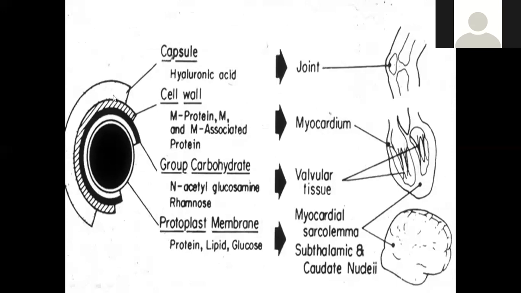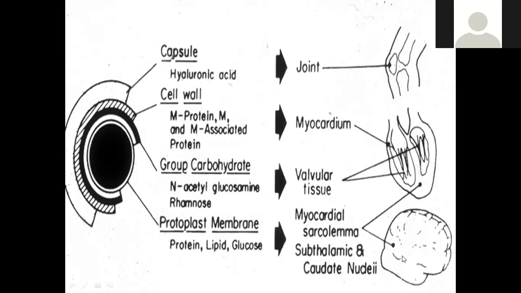This is a hypothetical bacterium that has several layers in its cell wall. So you have got a capsule, you have got hyaluronic acid in the capsule, the cell wall M protein, and then inner cell wall has carbohydrate. All of these layers of the bacterial membranes are cross-reacting with body tissues. So they have got cross-reaction with joint tissue, myocardium. In the myocardium, all 3 layers of the heart, myocardium, endocardium, and pericardium, are involved.